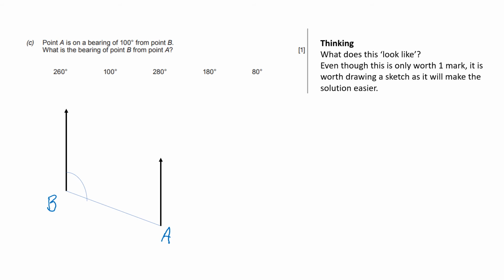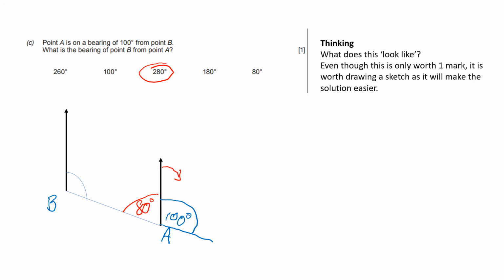Now, with this, if I extend this down, this is also 100 degrees, which means that this angle here is 80 degrees. And that could be why some people would think it would be 80 degrees. However, if we start at north and turn clockwise, then technically we are turning 180 plus another 100 degrees. So the actual bearing is 280 degrees.